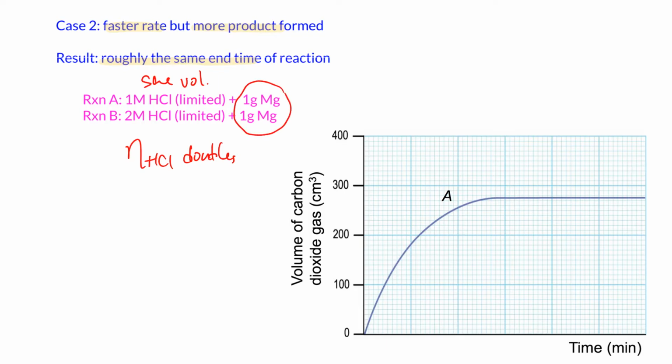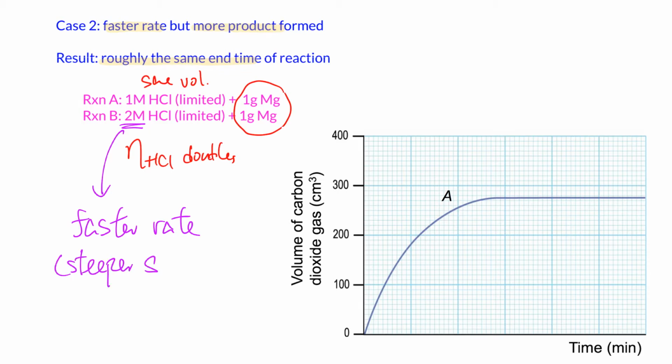So if this is A, I'm going to draw B. For B, first of all, I have to consider this one, 2 M, at a faster rate. Faster rate means steeper slope. So I'm going to draw 2 slopes. One would be like this. Sorry, not good. One would be like this. The second one would be like this.